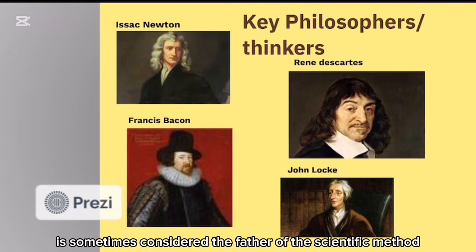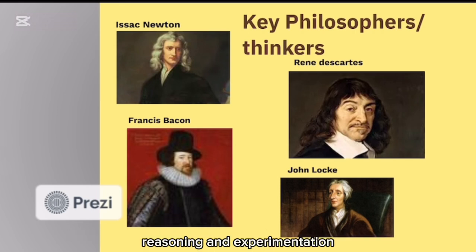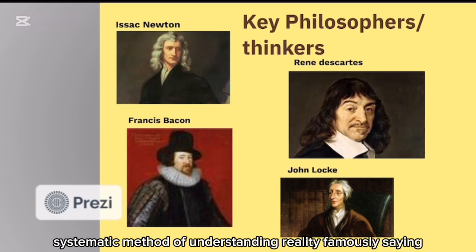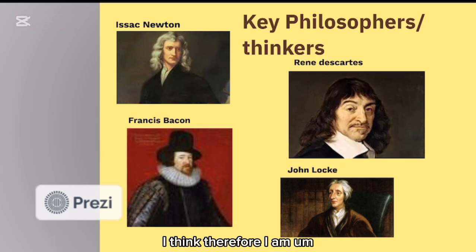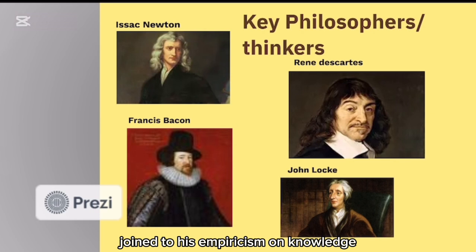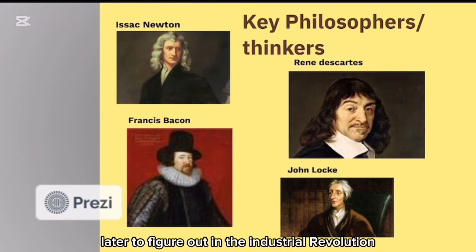Francis Bacon is sometimes considered the father of the scientific method. He believed that knowledge could be achieved through inductive reasoning and experimentation. Descartes emphasized skepticism and the necessity of a rational, systematic method of understanding reality, famously saying, "I think, therefore I am." The ideas of Locke on personal rights and government, joined to his empiricism on knowledge, made him exert a powerful influence on political thought and the social arrangements later to emerge in the Industrial Revolution.